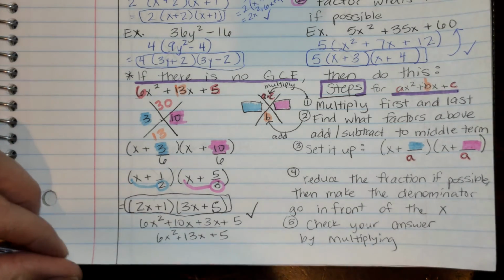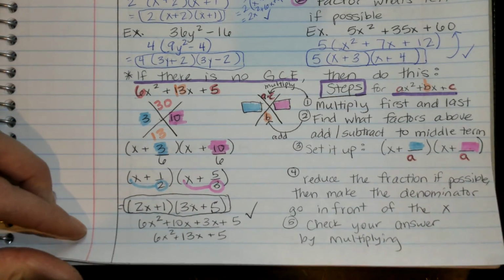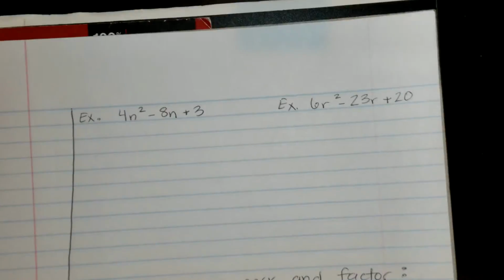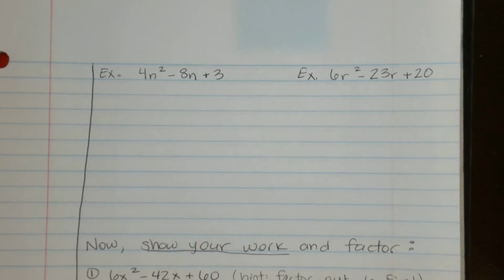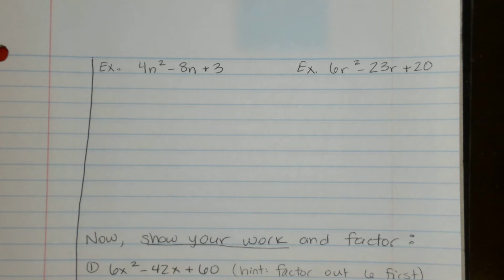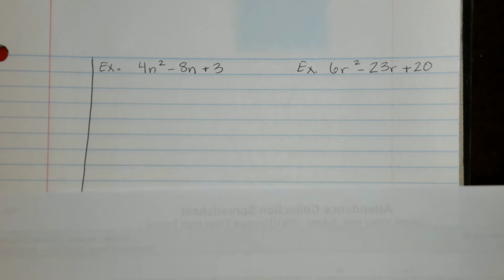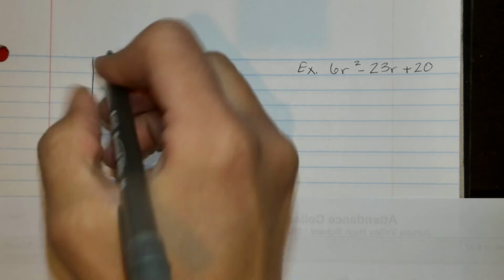Okay, so pause if you need to finish copying. Pause it now. And I'm going to turn my page. All right, so copy down these two examples, and we're going to just follow the steps. All right, step 1 is to make the x.